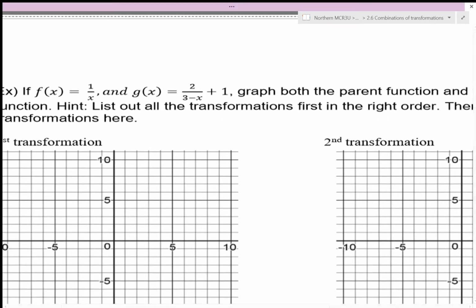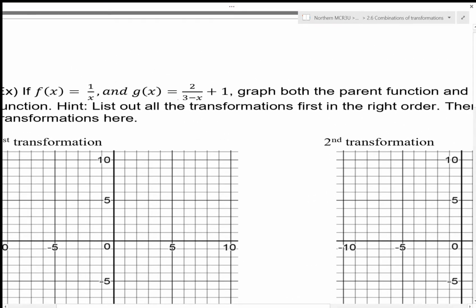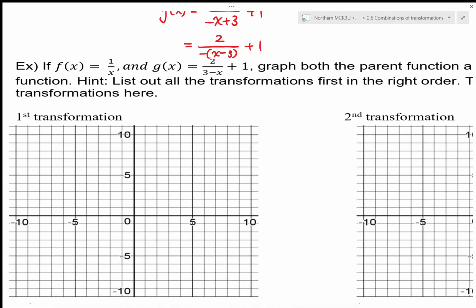We already talked about this, that this one is a little tricky to factor, but just remember to rewrite this in the form of x first. So it will be -x plus 3, plus 1, but that means that it will be 2 over -x minus 3, plus 1. So in this case, we have the horizontal reflection on the y-axis. So let's start graphing it.